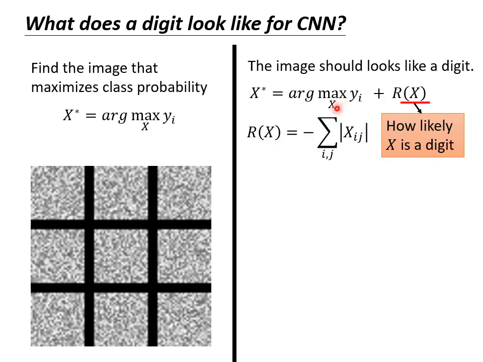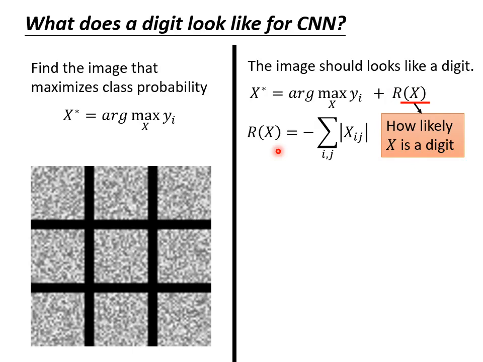For example, we are not looking for an X that maximizes the score of y_i, but to find an X that makes the scores of y_i and R(x) greater at the same time. What does this R(x) mean? This R(x) is to measure how similar this x is to a real number. For example, the numbers are made up of strokes.